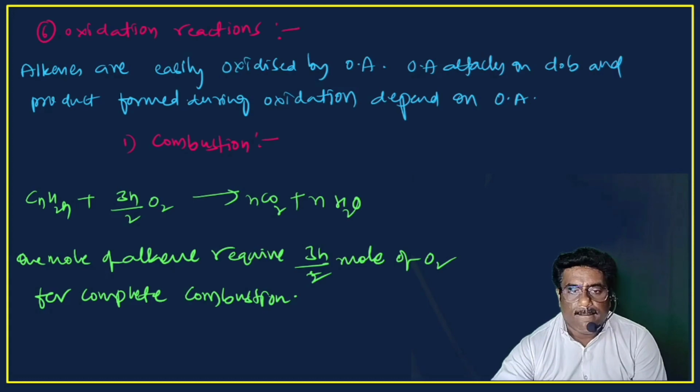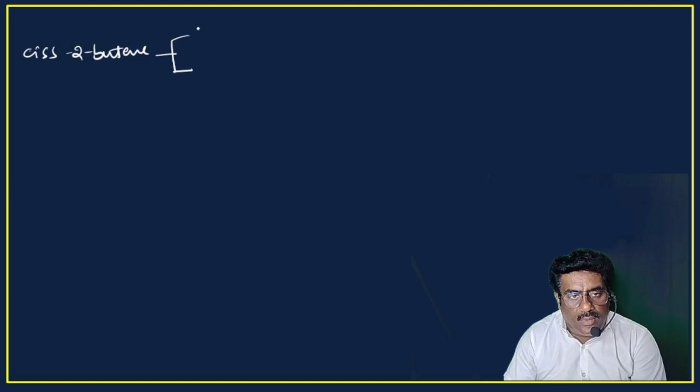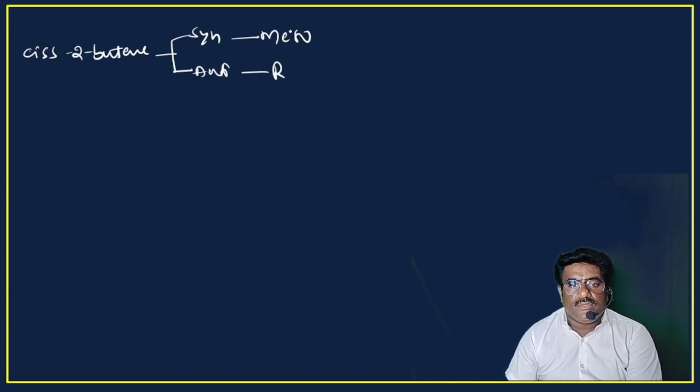See, generally, cis-2-butene: if syn addition is possible, it forms a meso product. If anti-addition is possible, it gives a racemic mixture.